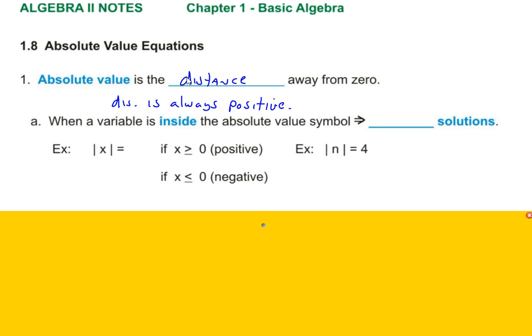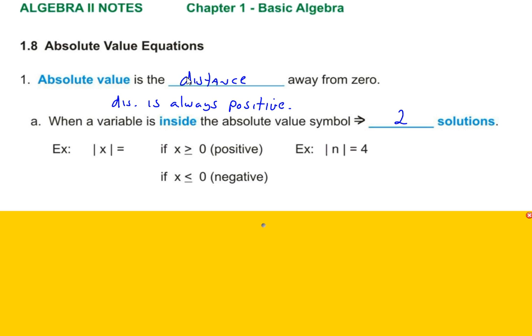So we need to look at this aspect. If this next thing doesn't make perfect sense to you, it won't kill you. Applying it is really the key, but let me try anyhow. All right, so we've got two situations and two possibilities. So when a variable is inside the absolute value symbol, there are two solutions. Now that's important to remember.